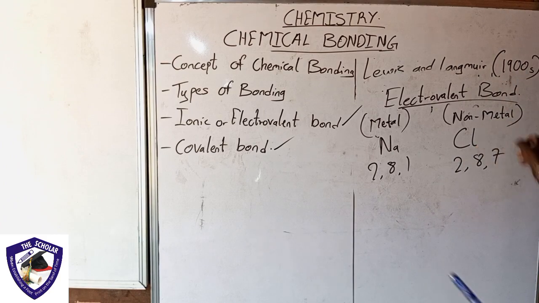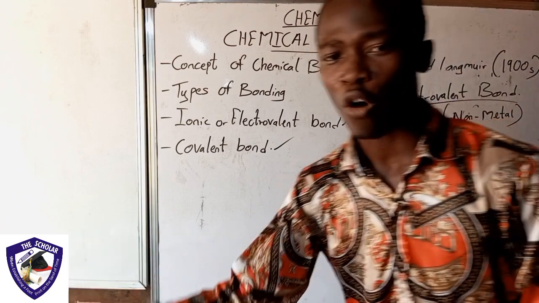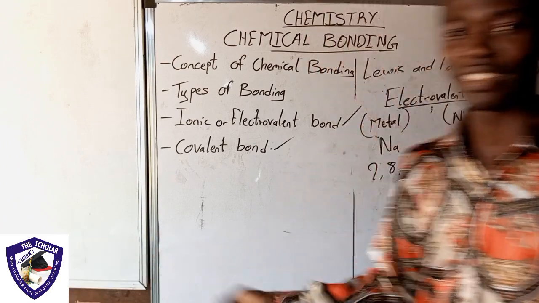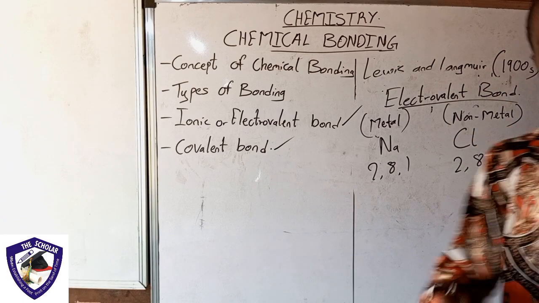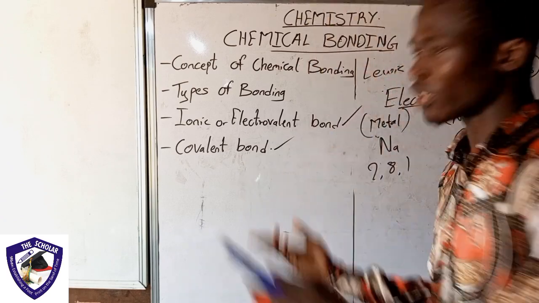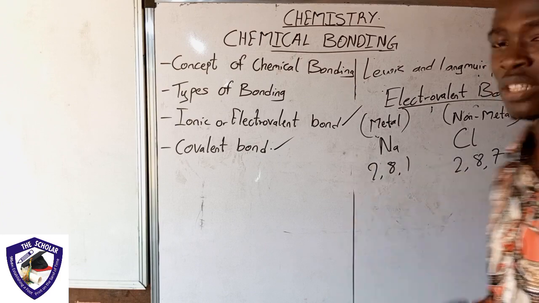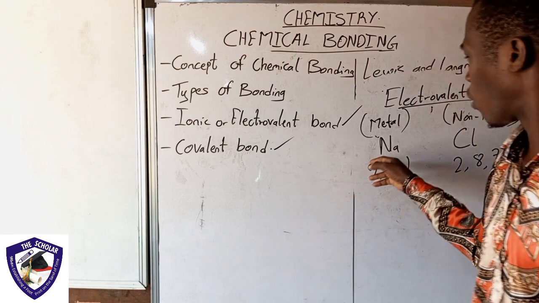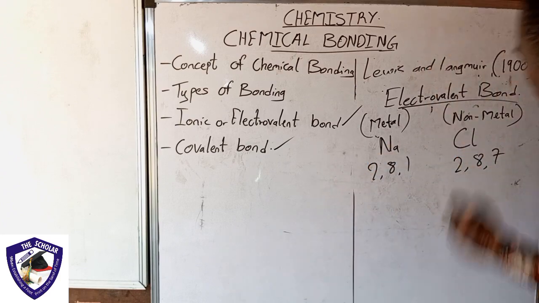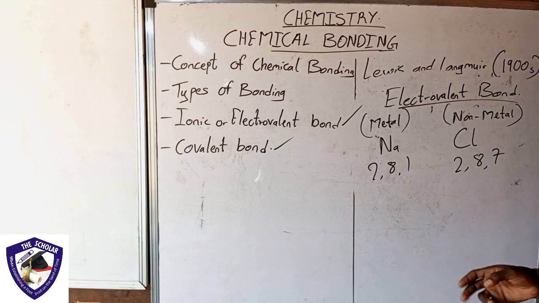Why? Because it is a non-metal. The electronegativity of non-metals is greater than that of metals. We also have electropositivity, so it is just like word and opposite. The electropositivity of sodium is very much greater than that of chlorine.